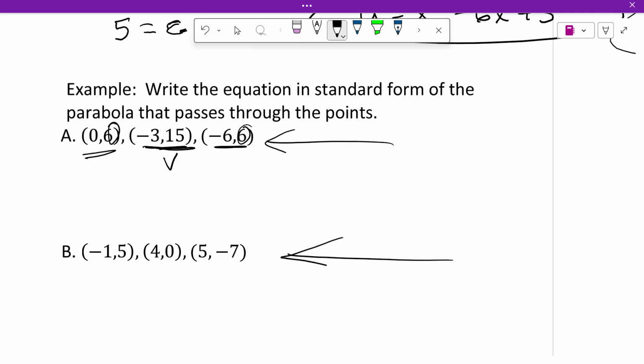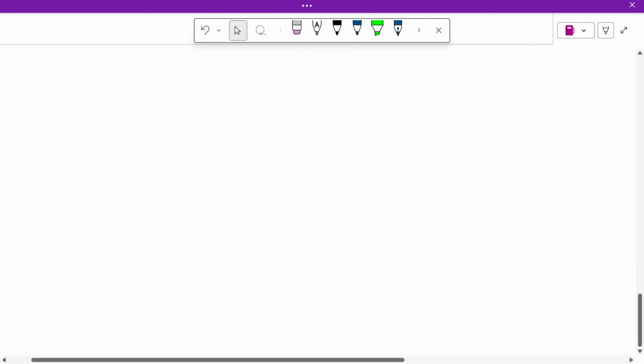But next class, we'll use a graphing calculator to put in 3 points and figure out what an equation is. I wouldn't expect to have you all figure out that from this information. We'll use a graphing calculator to figure this out.